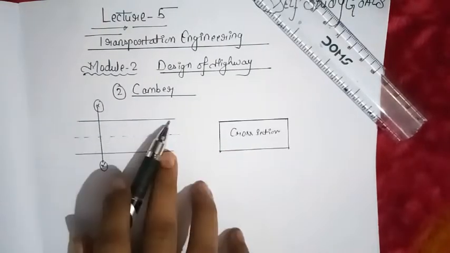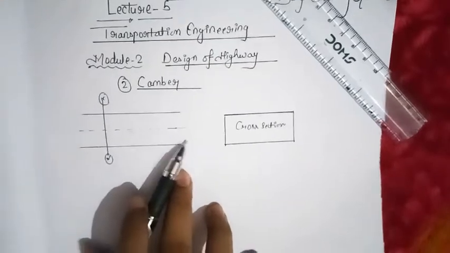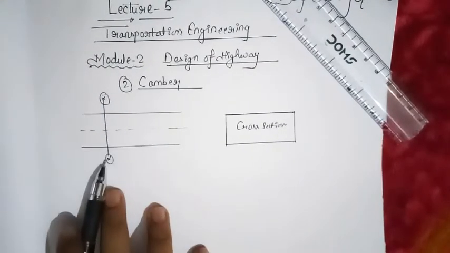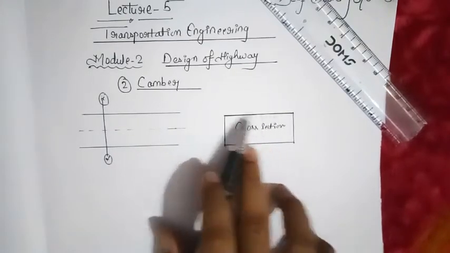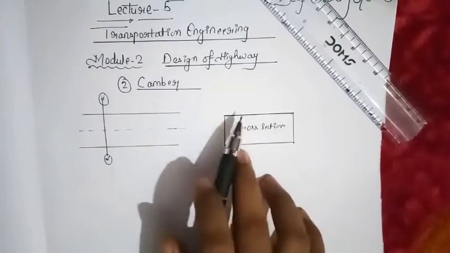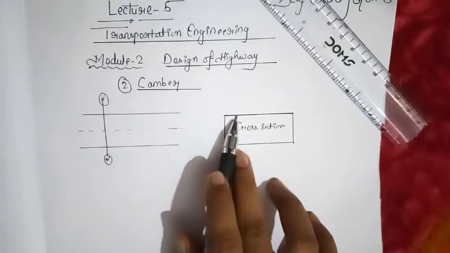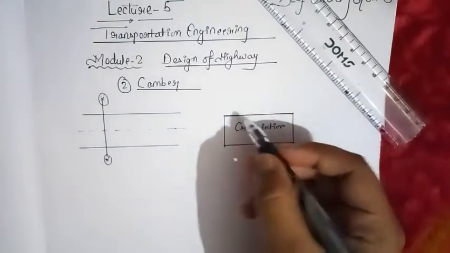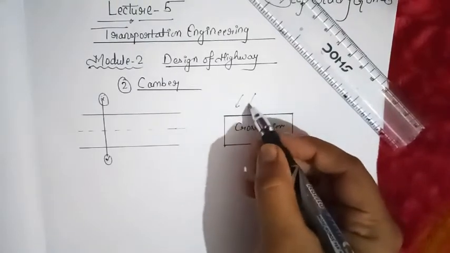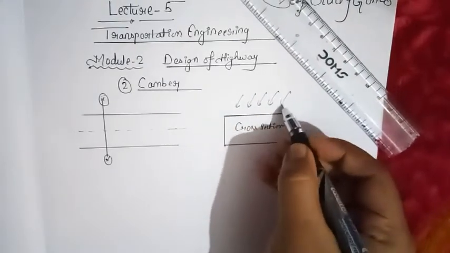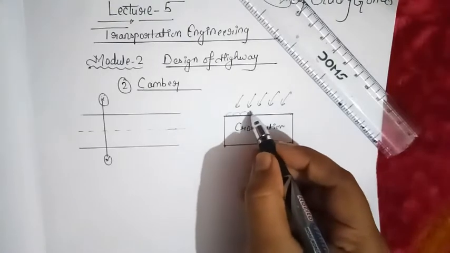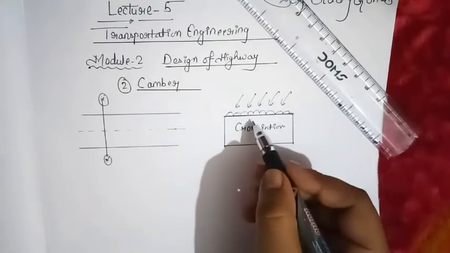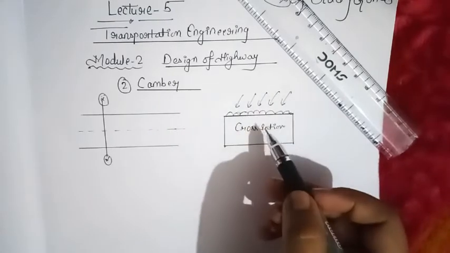If this is any pavement, let us suppose this is any pavement and we are seeing it from the top view, and if we take the section of this pavement, that is x here, so this is the cross section of the pavement. If the top surface of the pavement is flat in nature, and when the rain or some water is coming over it in this way, it gets accumulated over the surface and it will not drain out, so that will create the problem of drainage in the pavement.